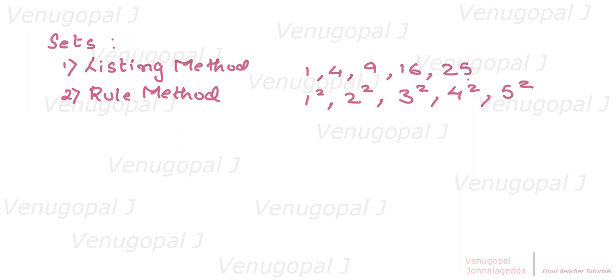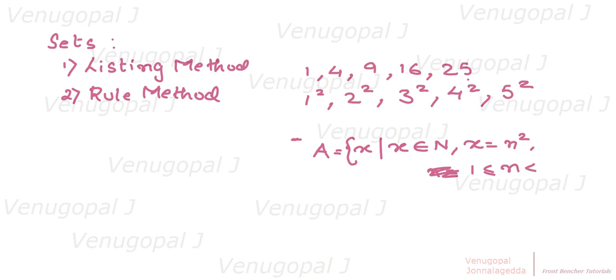So I'll represent it this way in the rule method, where I'll take the name of the set as A is equal to, brackets open, x such that x is an element of natural number and x is equal to, supposing small n square, where I have n going from 1, which I can directly represent as 1 less than or equal to n and less than or equal to 5, and brackets close.